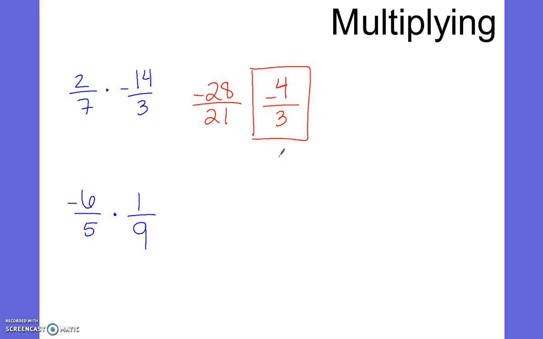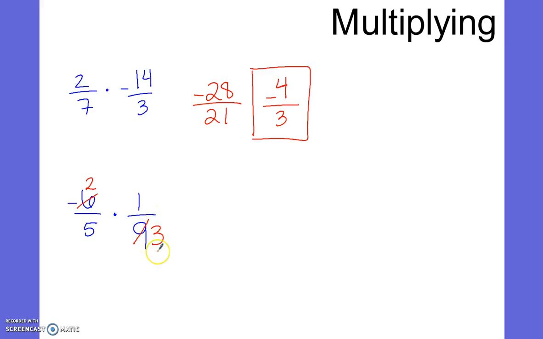Sometimes it's easier to simplify at the beginning, especially if you don't want to deal with hard numbers. So let's see this one here. We're going to simplify at the beginning. You can simplify any number on top with any number on bottom. So can I simplify 6 and 5? No, but I can simplify 6 and 9. Okay, top and bottom. What can go into 6 that can also go into 9 is 3. I can reduce both of those by 3. So 6 divided by 3, this becomes a 2. And 9 divided by 3, this becomes a 3.